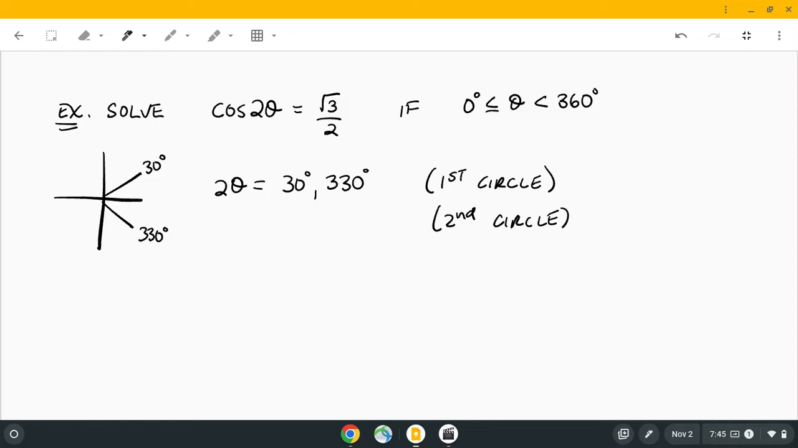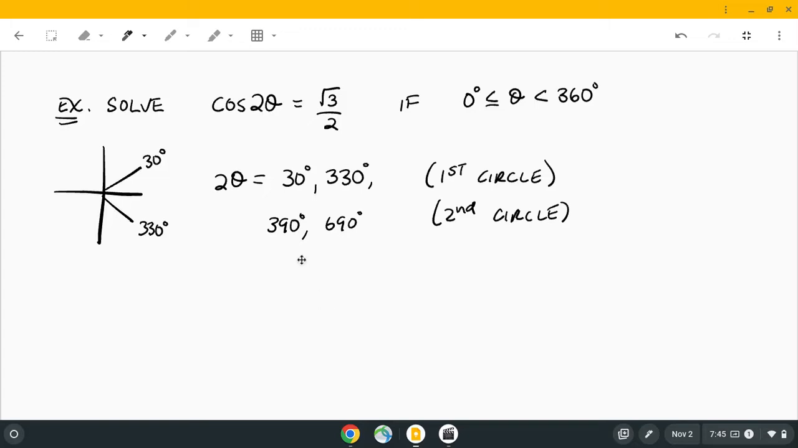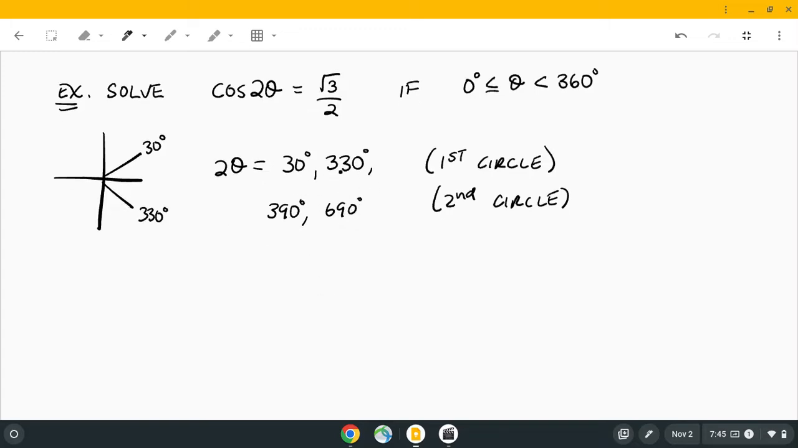The way you can do that is you can just add 360 to both of these, right? To get the next set. So if you add 360, you get 390. If you add 360 here, you get 690. Okay, so now we actually have 4 answers, but we have to solve for theta.